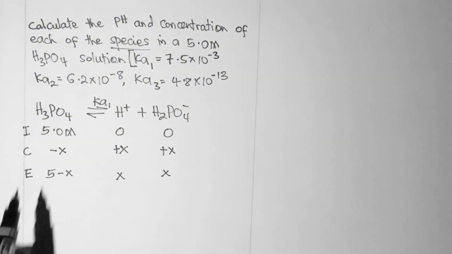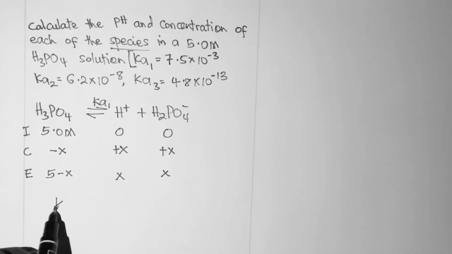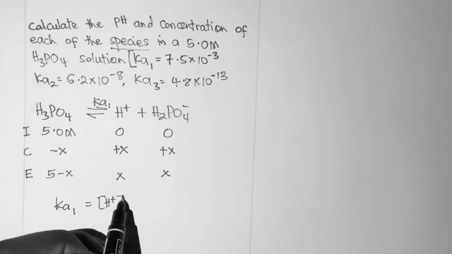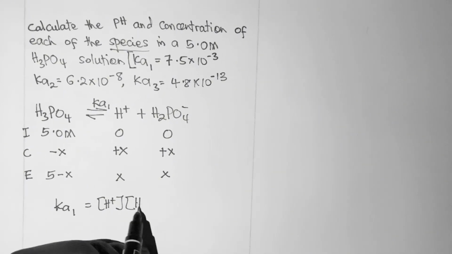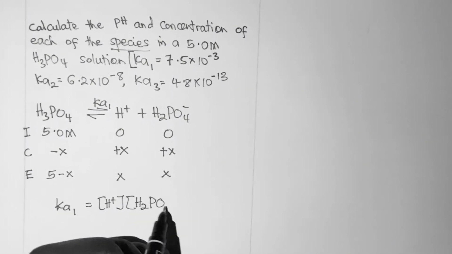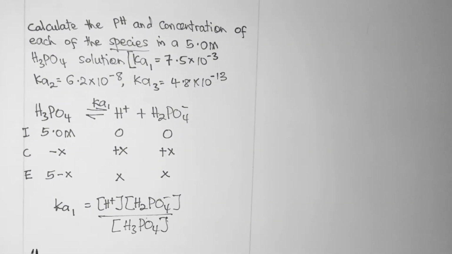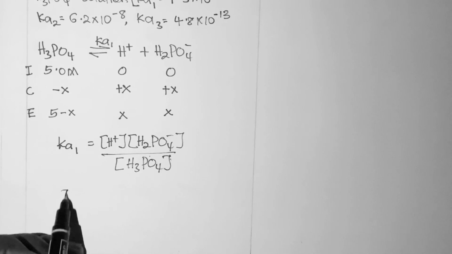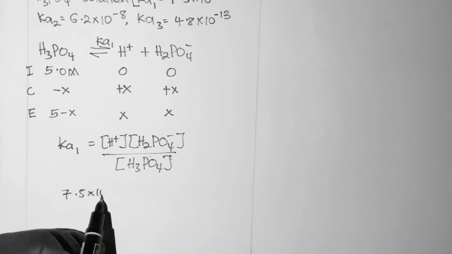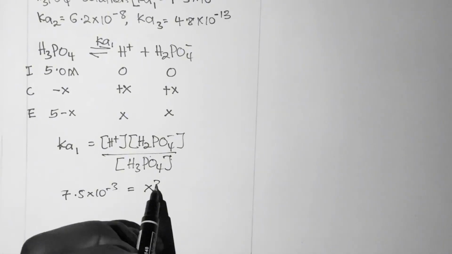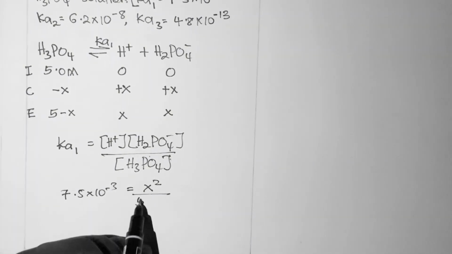So this is actually the first acid dissociation constant, Ka1. Let's write the equilibrium expression for Ka1. Ka1 is equal to the concentration of the hydronium ions times the concentration of the H2PO4 minus ion divided by the H3PO4. We're given Ka1 to be 7.5 times 10 exponent minus 3. This is equal to X times X, which is X squared, divided by 5 minus X.